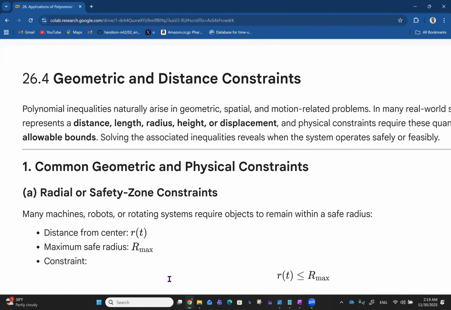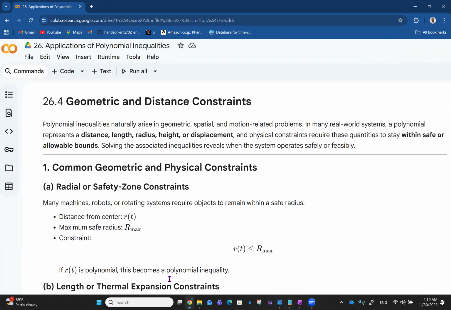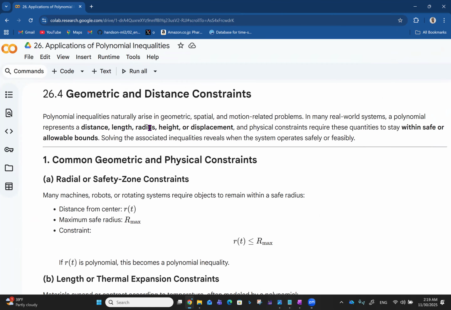So we can also talk about geometric and distance constraints. Of course, polynomial inequalities naturally arise in geometric, spatial, and motion-related problems. In many real-world systems, a polynomial represents a distance, length, radius, height, or displacement, and physical constraints require these quantities to stay within safe or allowable bounds. Solving the associated inequalities reveals when the system operates safely or feasibly. So these polynomial inequalities help us to set necessary boundaries that make whatever situation we are considering make actual sense.